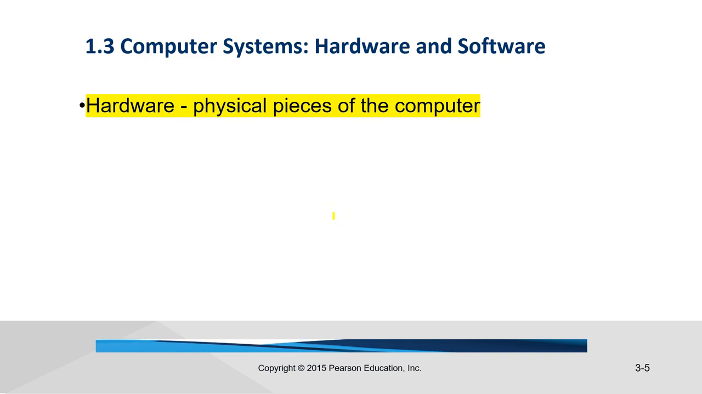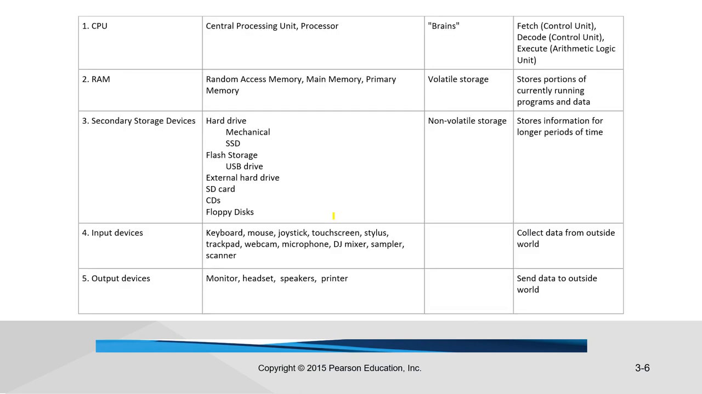Welcome to Section 1.3, Computer Systems, Hardware and Software. Hardware is the physical pieces of the computer. There are 5 main categories of hardware. The first and most important is the CPU, or Central Processing Unit, also sometimes just called the processor.